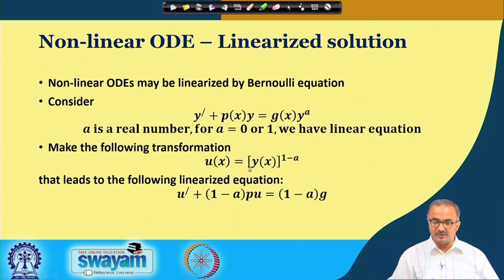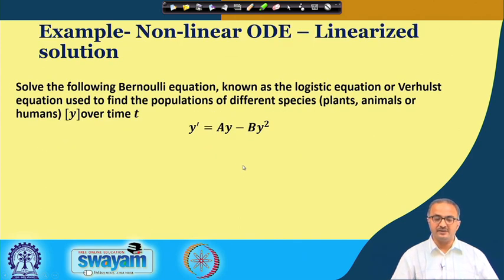So, let us take an example problem. Here we have one equation which is called a logistic equation or the Verhulst equation, which is used to find the populations of different types of species in the world like plants, animals or humans, and how this population varies with time. So, this is the equation. Now, you can see this particular equation is a non-linear equation.